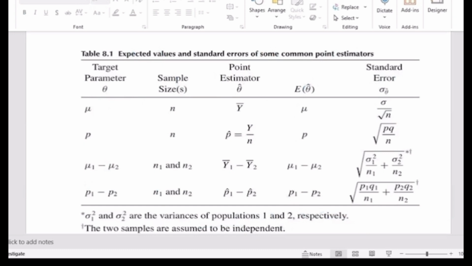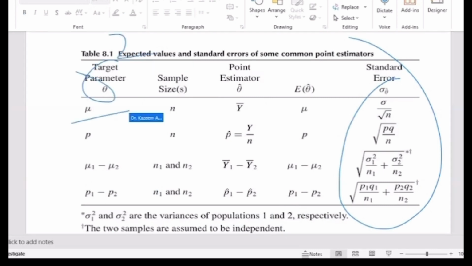Now, because they are all unbiased estimators, we're only going to be focusing on their variances. What you see here are the standard errors, which are the square roots of their variances. If you take a look at the first one, what is the variance of y bar? Sigma square over n. What is the square root? Sigma over root n. That's what you see.